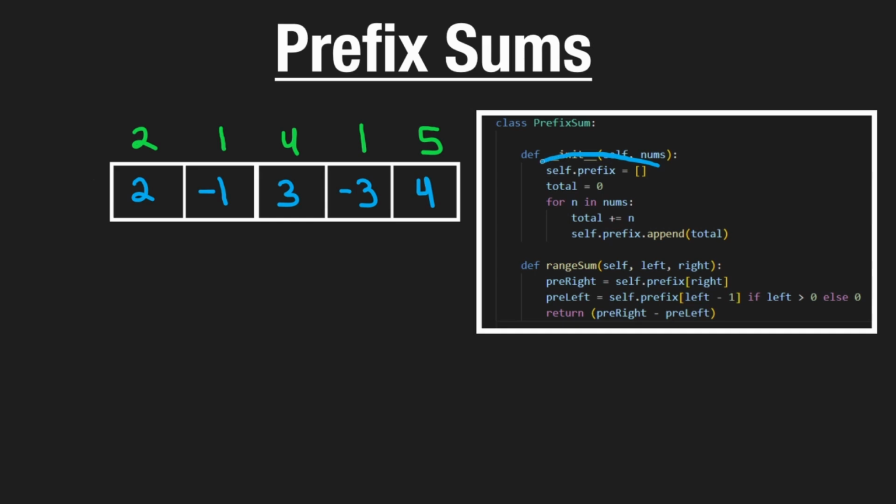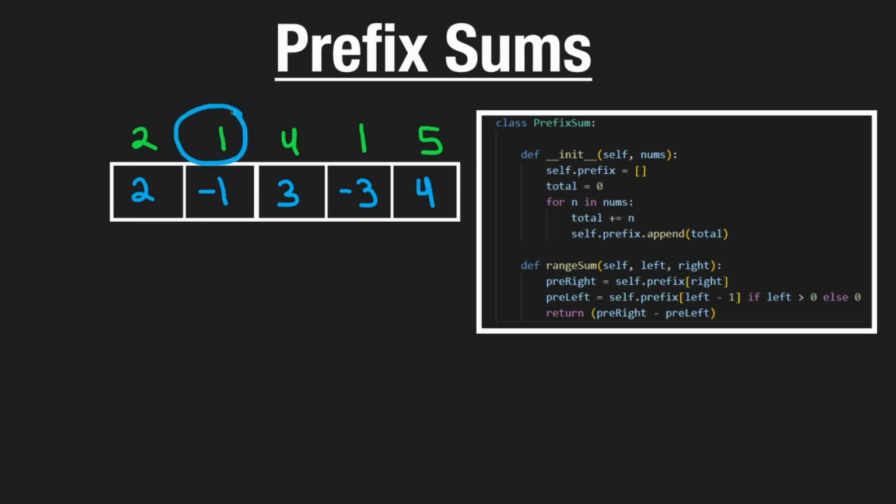So we'll have a member variable array called prefix. We'll keep track of our total, because calculating the prefix sums is pretty easy. Initially, our total is going to be 0. We're going to go through every number, so 2, and then we're going to add that number to our total. So our prefix sum so far is 2. And then we're going to append that to the prefix array. Then we're going to get the next value, which is -1. We're going to add that to our total so far, and that's going to total to be 1.